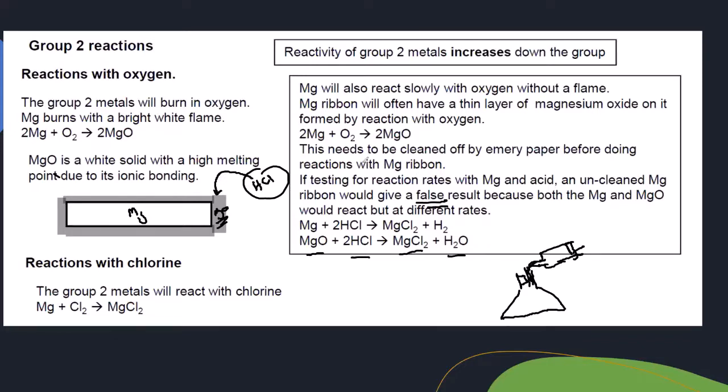That's why, whenever an experiment involves finding the rate or speed of reaction between magnesium and acid, if you want to measure the rate by measuring the volume of gas, you should always use a clean magnesium ribbon, so that it will not lead to a false result. Then magnesium reacts with chlorine. When group 2 metals react with chlorine, they form a chloride. Beryllium reacting with chlorine gives beryllium chloride, magnesium plus chlorine gives magnesium chloride, and calcium plus chlorine results in the formation of calcium chloride.